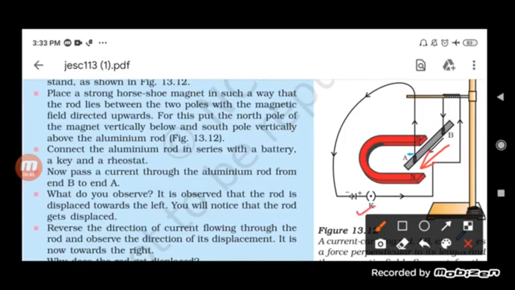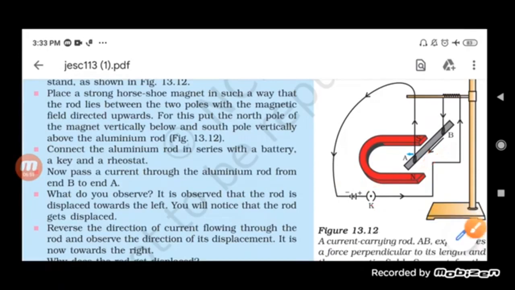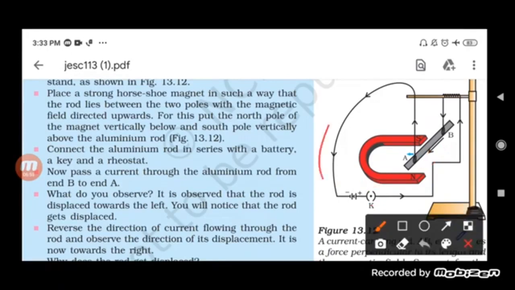So when the current, suppose we change the battery, this will be the positive and this will be the negative. So the current will start flowing from here, and when the current changes its direction, then the rod will also move towards the right side. The displacement will be on the right side. Okay.